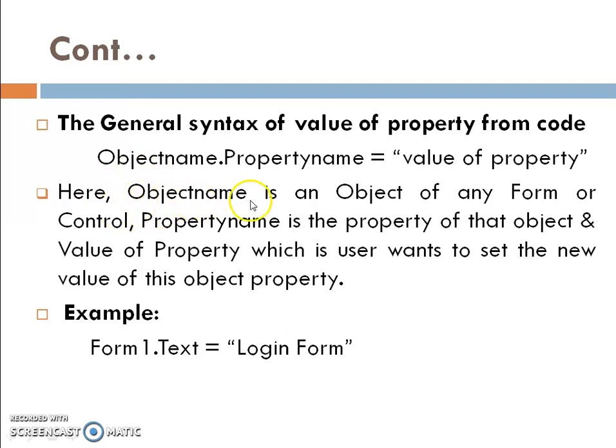Now here the object name is used to represent the different types of objects, and the property name is the name of the property we want to change. Then we give the value of the property in double quotation marks. Like this example, Form1.Text = "Login Form". Form1 is our object, then Text is our property name, then Login Form is the value of this property.